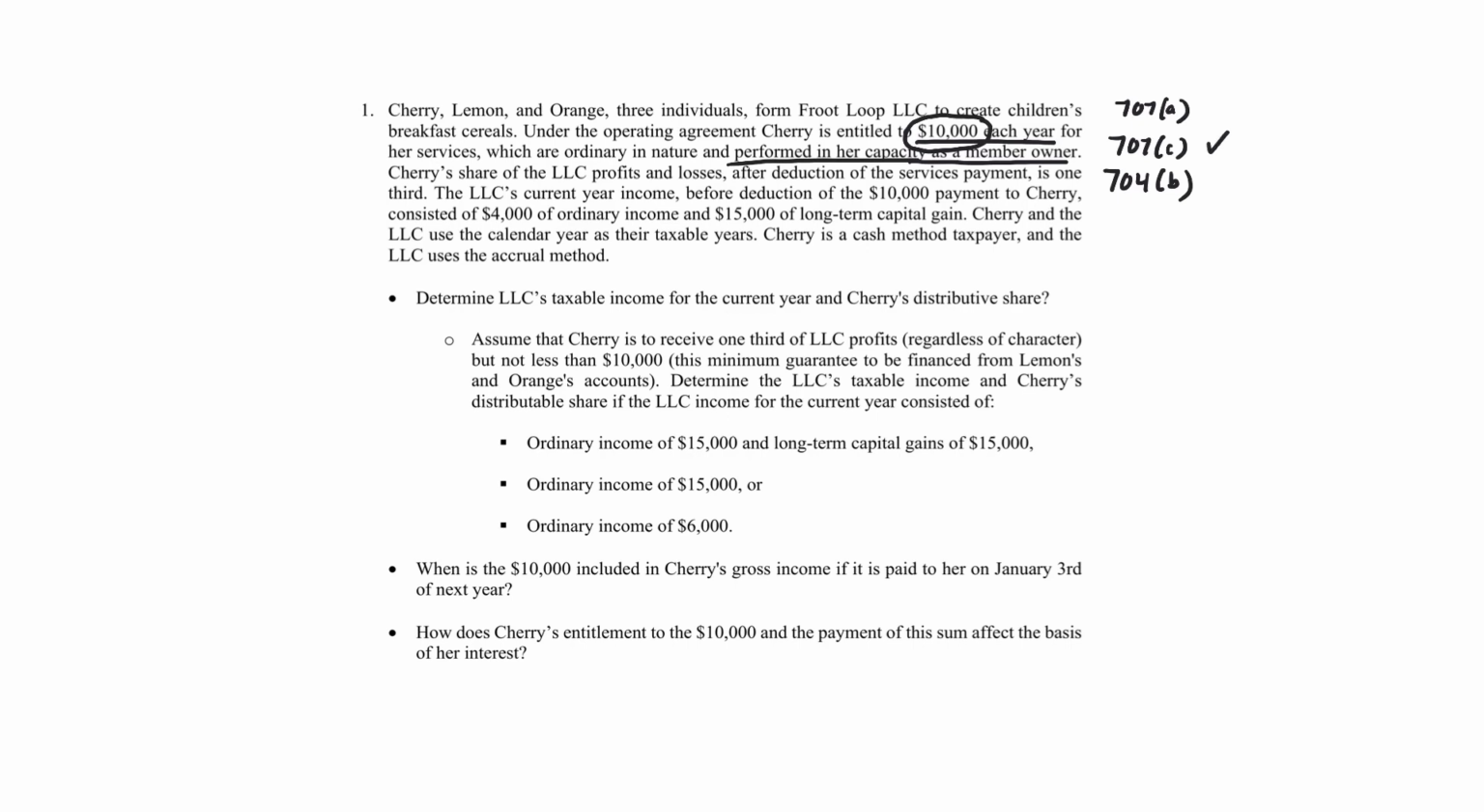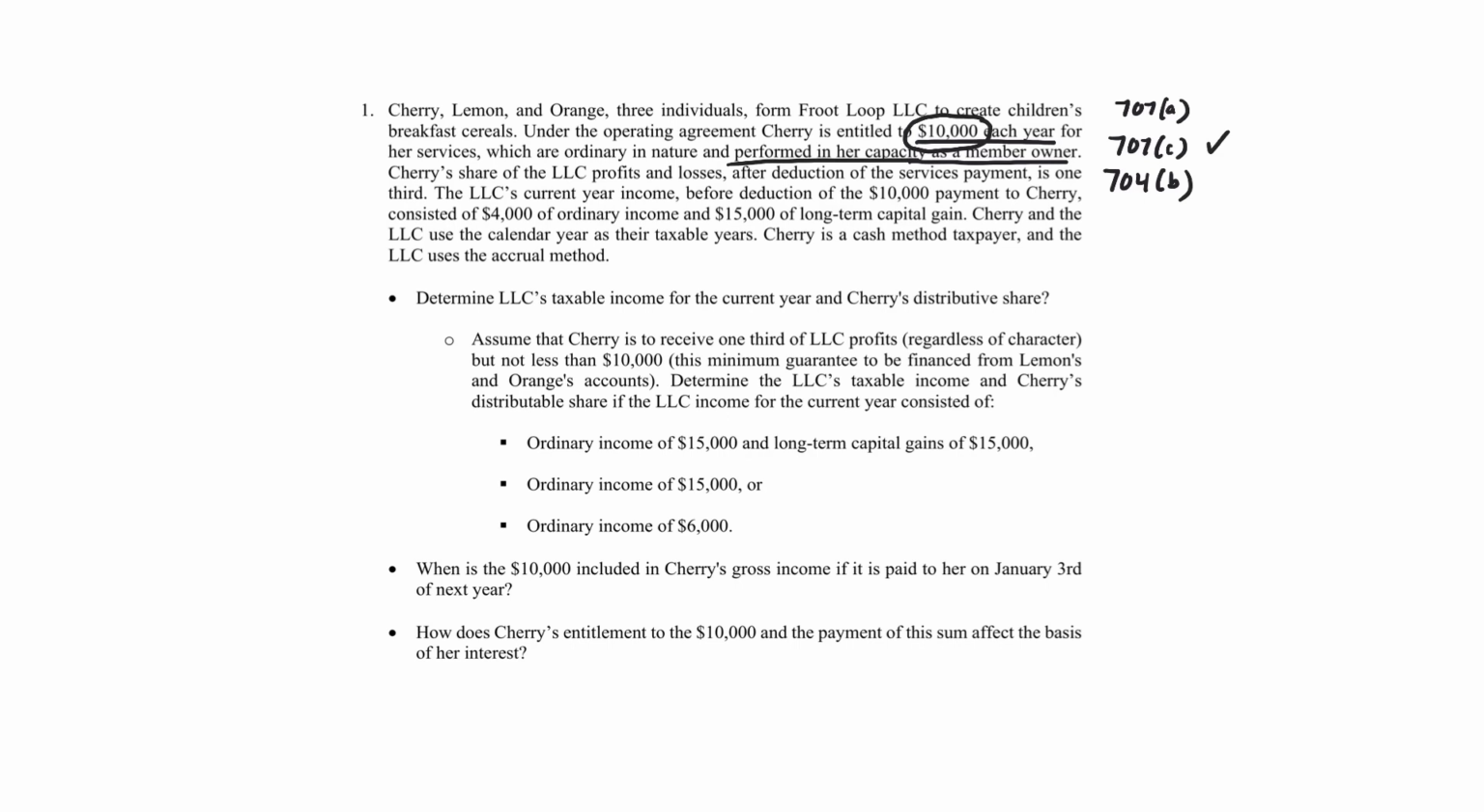So we've got a 707C guaranteed payment. How would you know? Well, the facts specifically tell us it's performed in her capacity as a member owner. If you were told in the problem that it was performed outside her capacity, like maybe you have a lawyer partner in a real estate partnership where they rent out real estate and the lawyer has to defend the partnership against a tenant that brings a claim, and it's done outside the partnership because the lawyer owns a law firm, that would be an example of a 707A. But this is done in a capacity as a member owner, so that makes a big difference. All right.